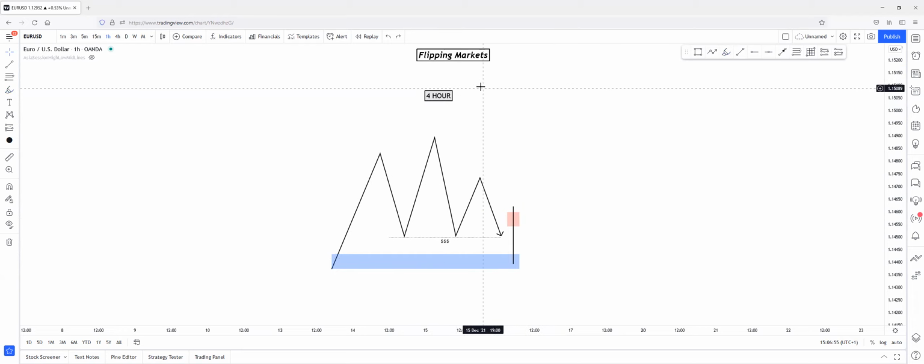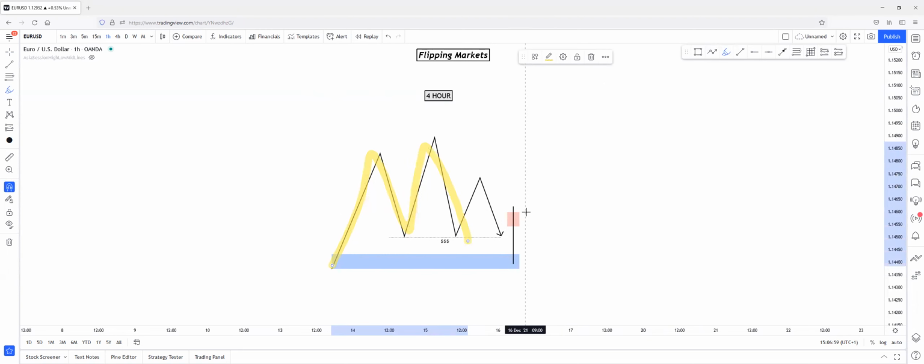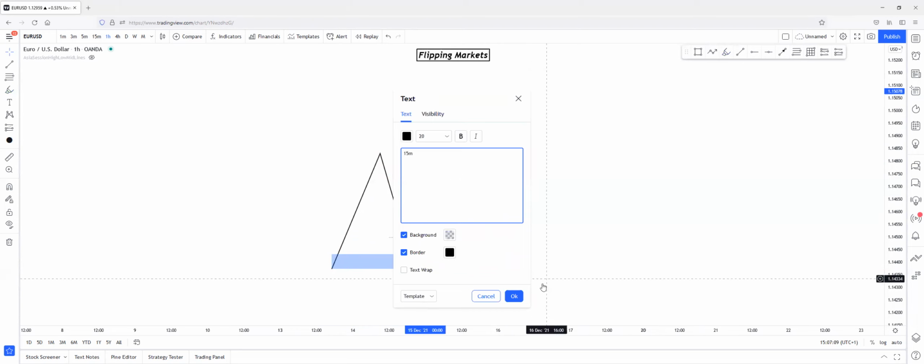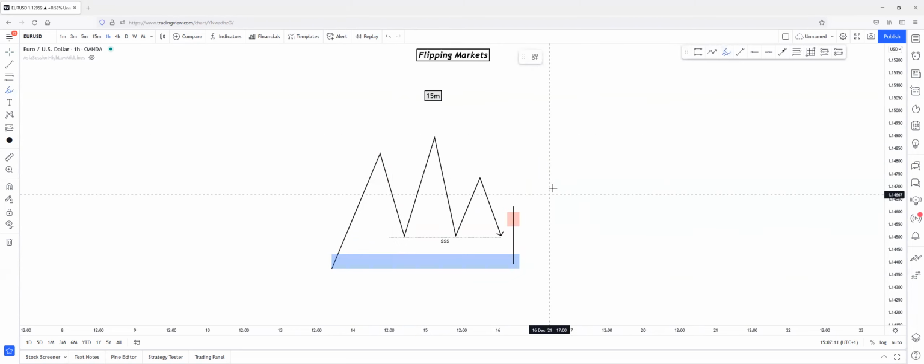The same concept goes for the 15-minute time frame. If this is a 15-minute structure, then you will want to see a 15-minute candle and wick do something like this. So you are on the 15-minute, I will just write it here. And on the 15-minute, you want to see a 15-minute candle do something like this. If you are on the 5-minute, you want to see a 5-minute candle do something like this. If you are on the 1-minute, you want to see a 1-minute candle do something like this.